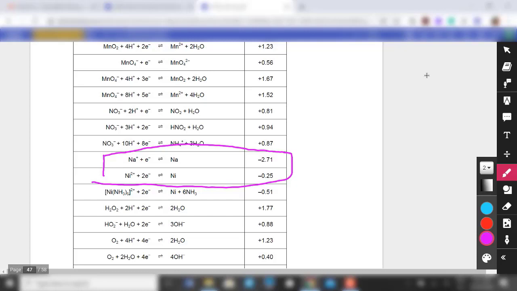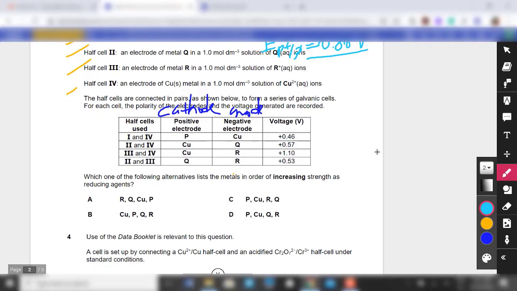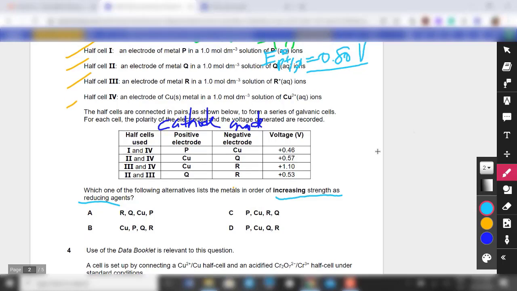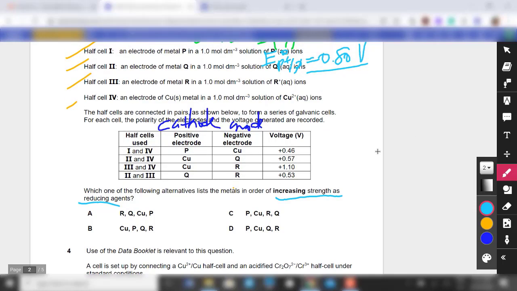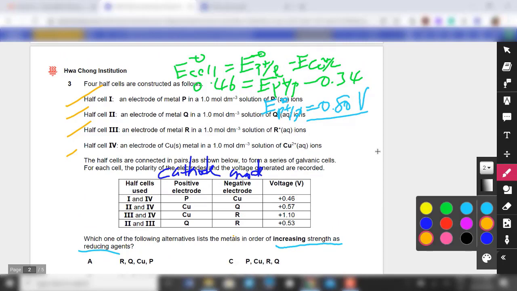Okay, we need to have this knowledge in order for us to rank. Because later on you realize we are supposed to list the metals in order of increasing strength as a reducing agent. So if you're not able to understand what we have said just now, then we will not be able to rank them accordingly. Okay, so I hope this gives you a kind of snapshot on what exactly we are supposed to do. Okay, so with that, let me go back to this and do a bit of comparison, and then you realize where I'm coming from.